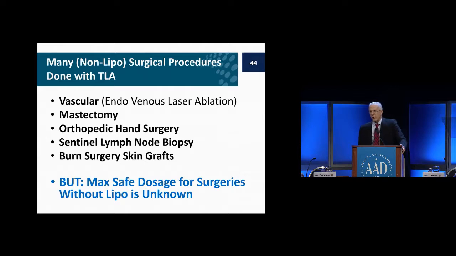Now, besides tumescent antibiotic delivery, there are a number of other procedures that are done with tumescent lidocaine these days, and these include vascular surgeries. Mastectomies are done totally by local anesthesia. Orthopedic hand surgery is now done by that. Sentinel lymph node biopsies, burn surgery, skin grafts are done with this technique. So it was important to know what the maximum safe milligram per kilogram dosage would be for lidocaine without a liposuction.